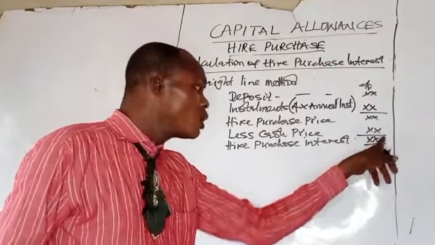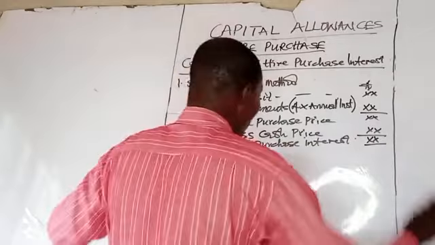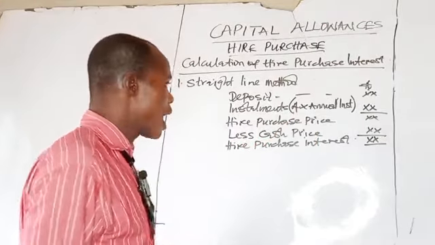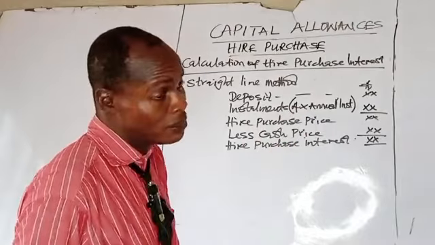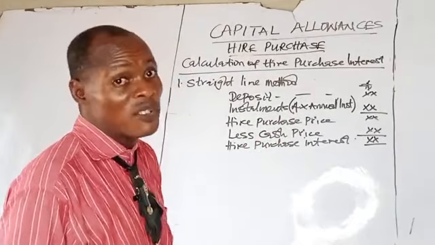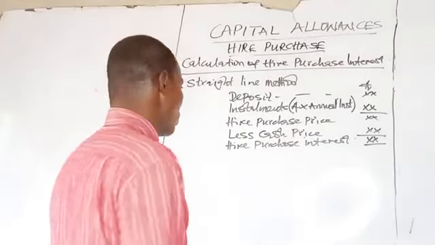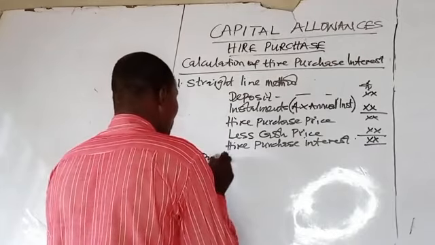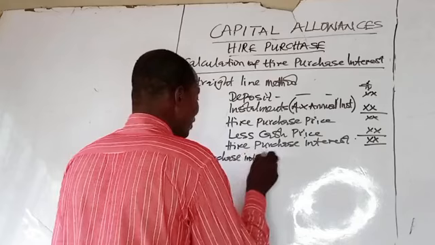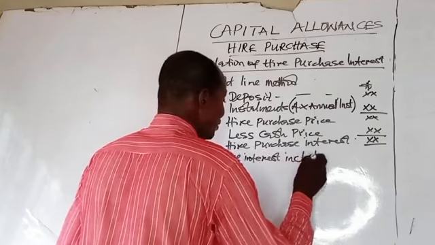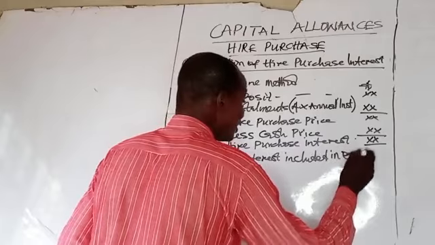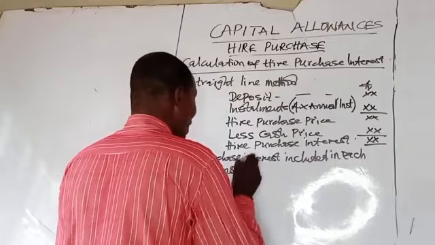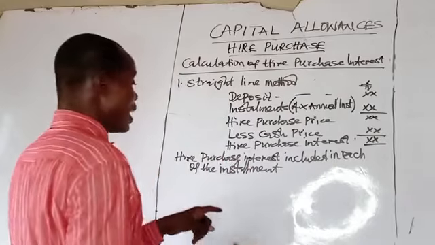The hire purchase interest you get here, you now apportion it equally. Remember, you have 4 installments based on my illustration. I've told you the number of installments may vary. It depends on the question. The number of installments must be stated in the question. So that means the hire purchase interest included in each of the installments under straight line method.